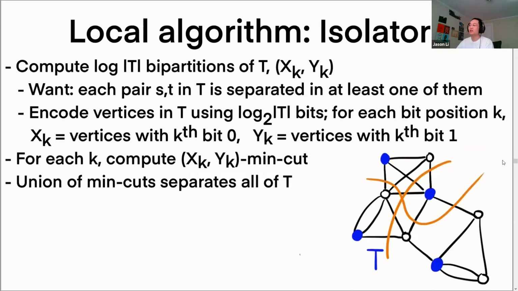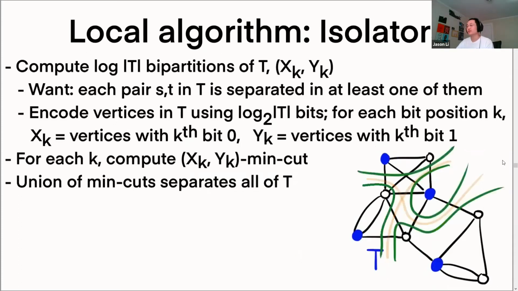So what I want to claim is that once we remove these edges from the graph, the union of the min cuts, this essentially breaks the graph into connected components, such that every vertex in T belongs to a unique connected component. So no connected component has more than one blue vertex. And this is true because if a component had more than one blue vertex, then there was some min cut that separated these two vertices, because they were on opposite sides of some bipartition, so they could not have been in a single component.